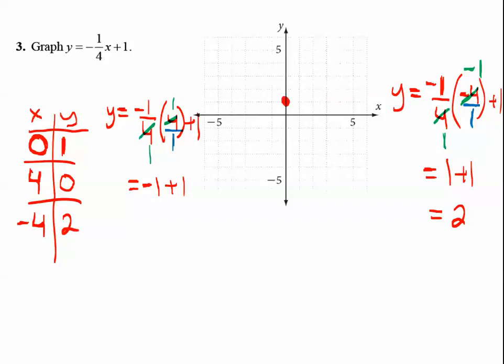Cool. All right. So 0, 1: 0 sideways, 1 up. This one is 4 to the right, 0 up. This one is 4 to the left, 2 up. And yep, that looks like they are all falling in line. That's cool.